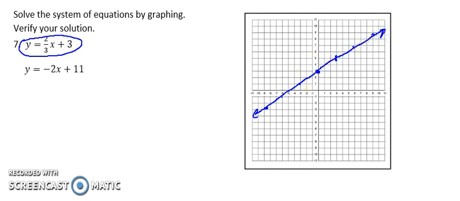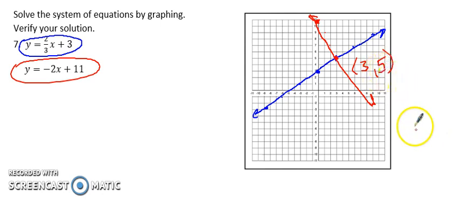We're also going to graph this line here, where we have a y-intercept at 11 and a slope of down 2 over 1. As you can see here, they intersect right there at that point, where x is 3 and y is 5.